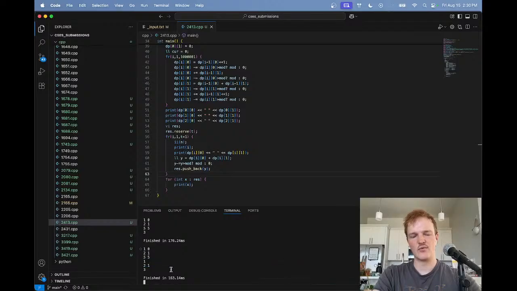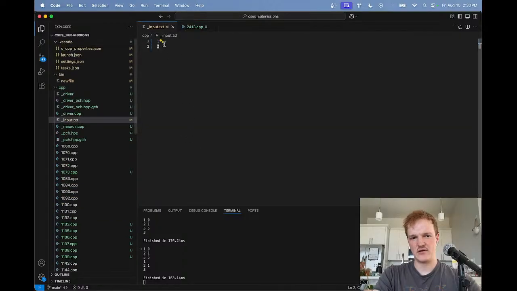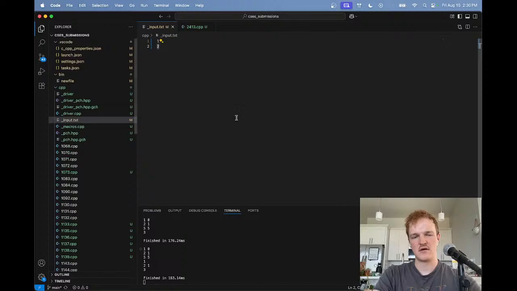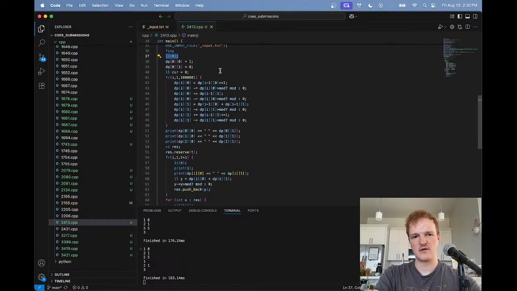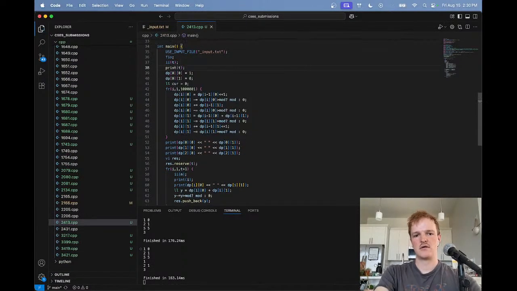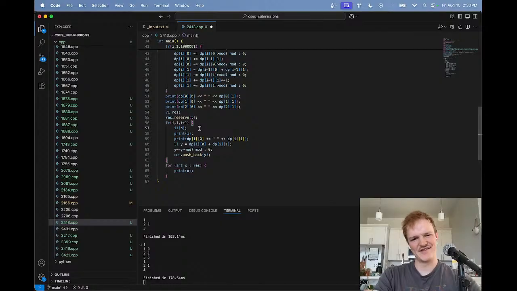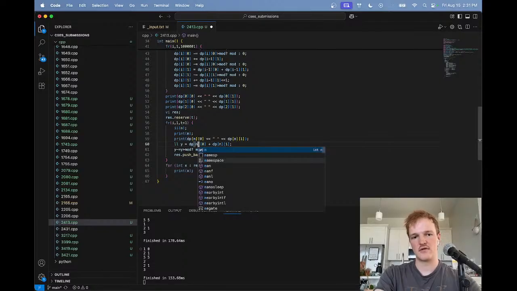Oh wait, it's saying I is 1. For I from 1 to t plus 1, input n. So I guess I never inputted t up here. No, I did input t. What's going on here? T is 1. Okay. Oh no, wait, I said I and not n. And that's probably exactly what it is. This needs to be DP at n, not DP at I. Of course.